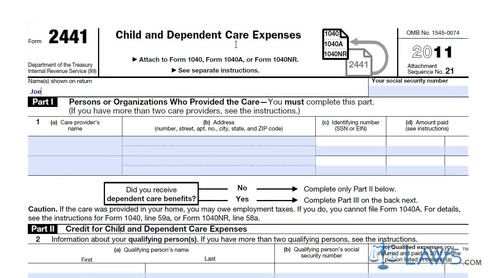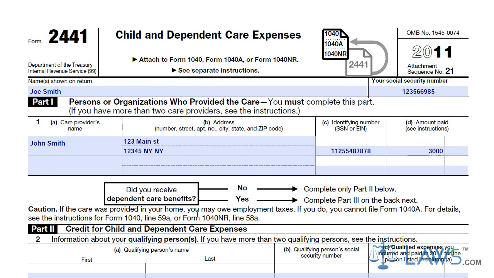For Part 1, you must include your name or the organization that is caring for the dependent. Provide your name, address, taxpayer identification number, and amount paid. If you did not receive dependent care benefits, you must fill out Part 2. If you did receive dependent care benefits, skip Part 2 and move on to Part 3.